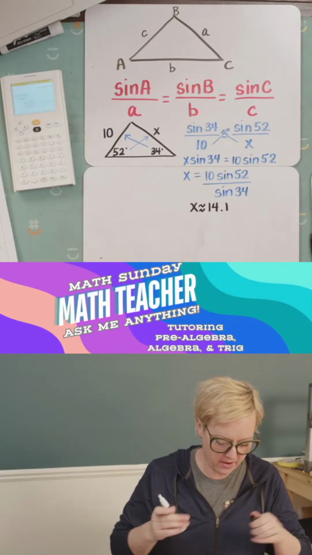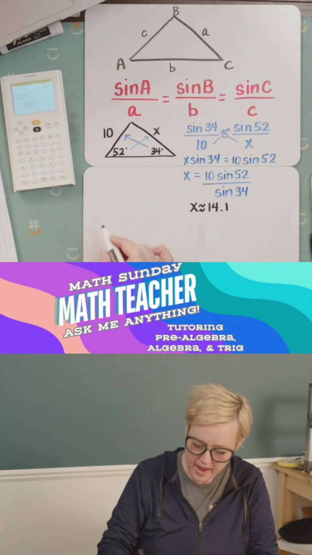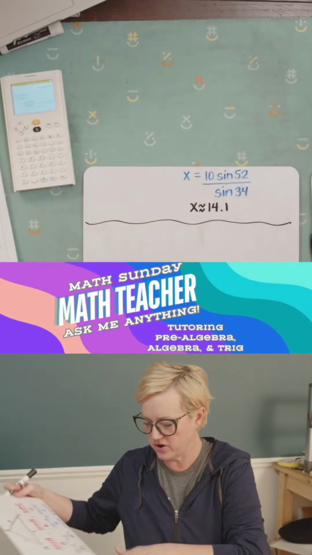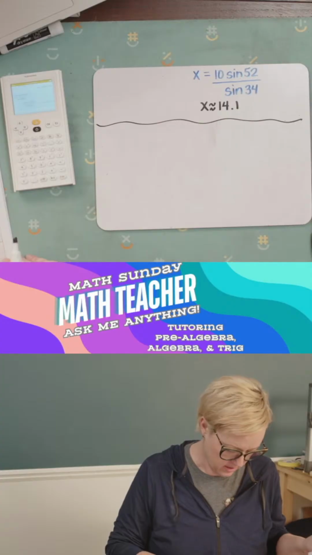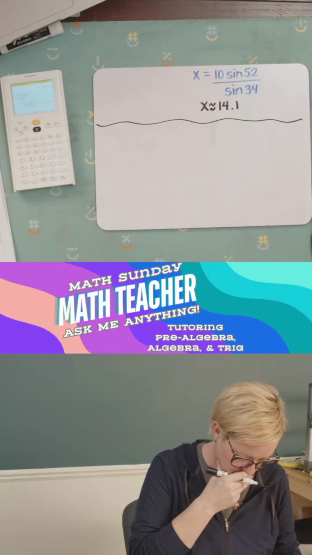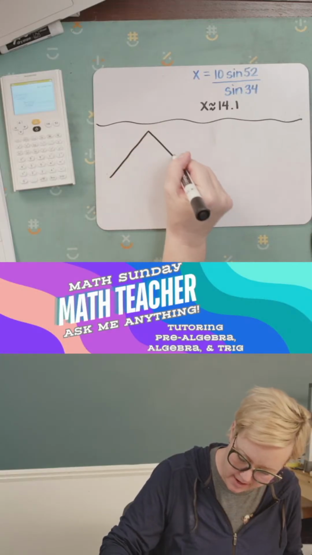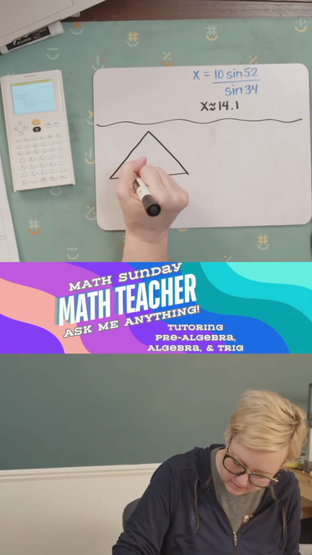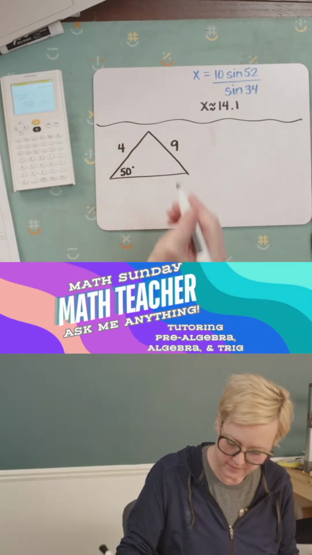Okay, so somebody asked about the ambiguous case. The ambiguous case is when you have two sides and an angle that's not included in that situation. So for example, if I'm given a triangle and I say that this is 50 degrees, this side is 9 and this side is 4.